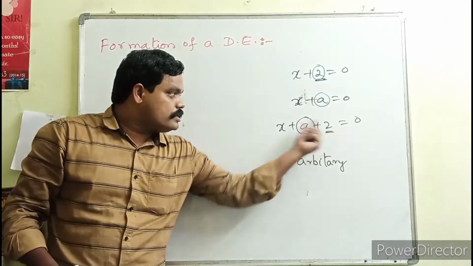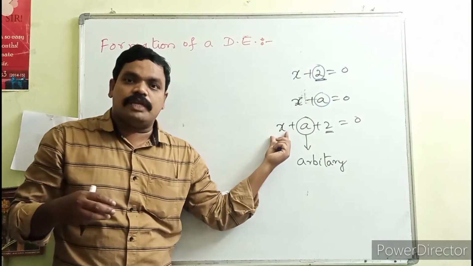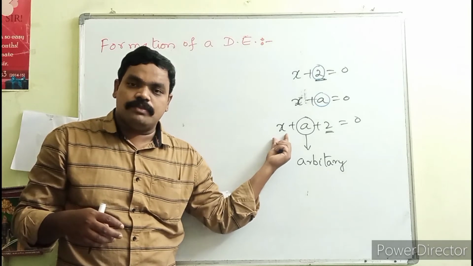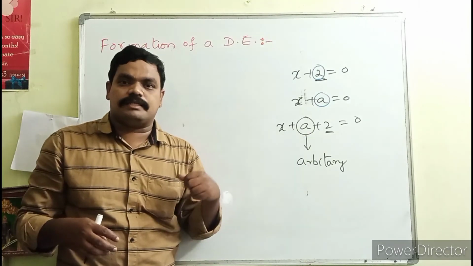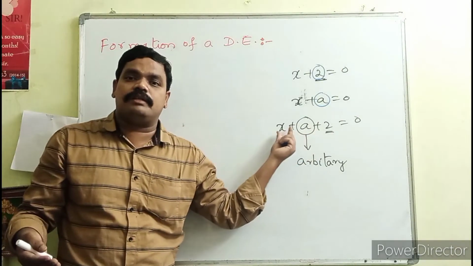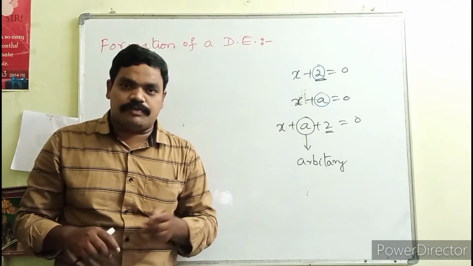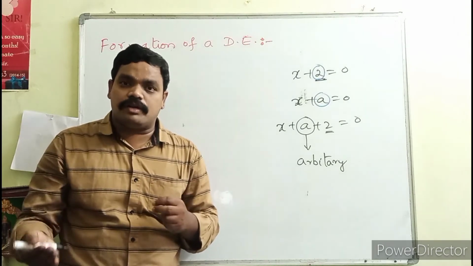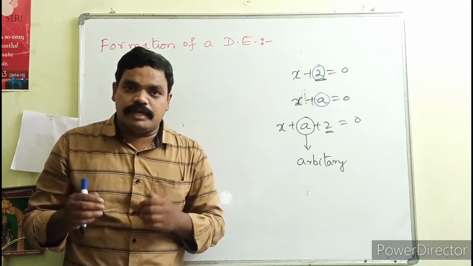Do you understand? Suppose x plus a plus 2 equals 0. If x equal to 3, then what about a? Minus 5. If x equal to 0, a is minus 2. If x equal to 1, a is minus 3. Do you understand? The value of a changes depending on x. In this case, a is called the arbitrary constant. Do you understand the difference between constant and arbitrary constant? Constant means it never changes value, but an arbitrary constant changes its value. Its value depends on the given conditions.